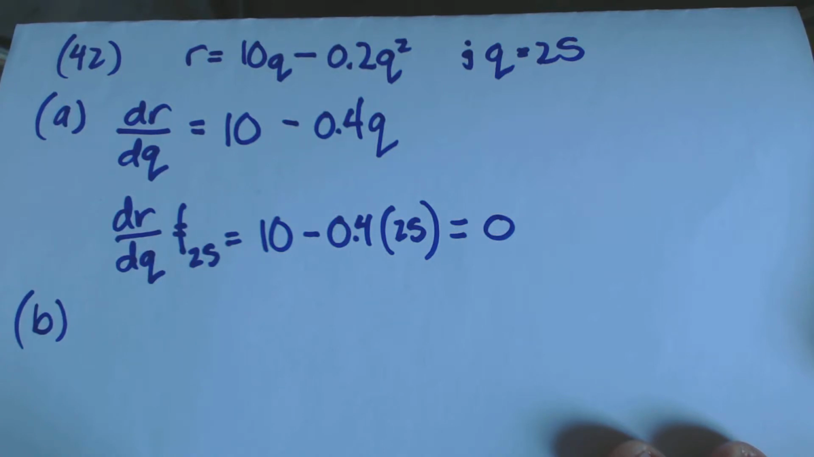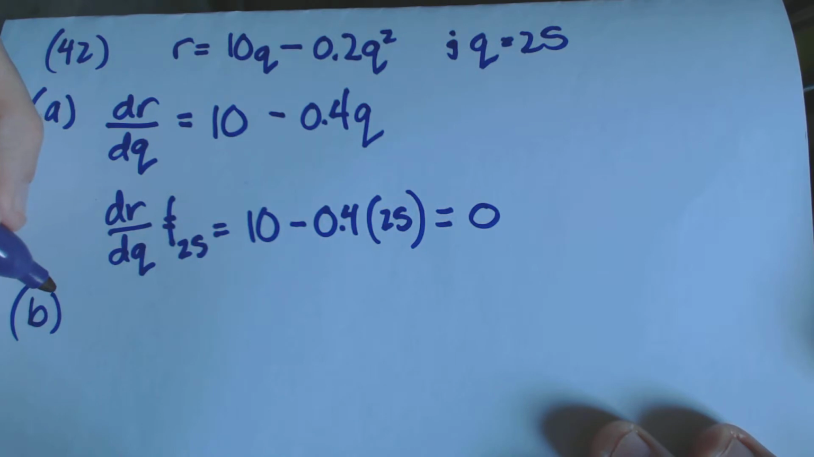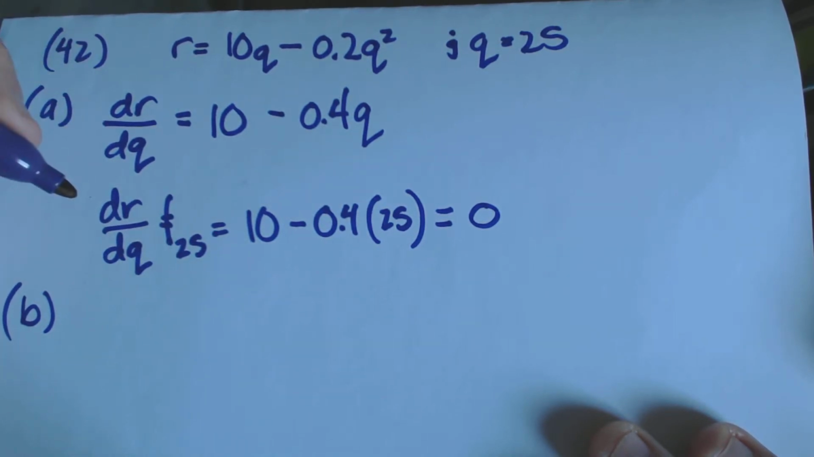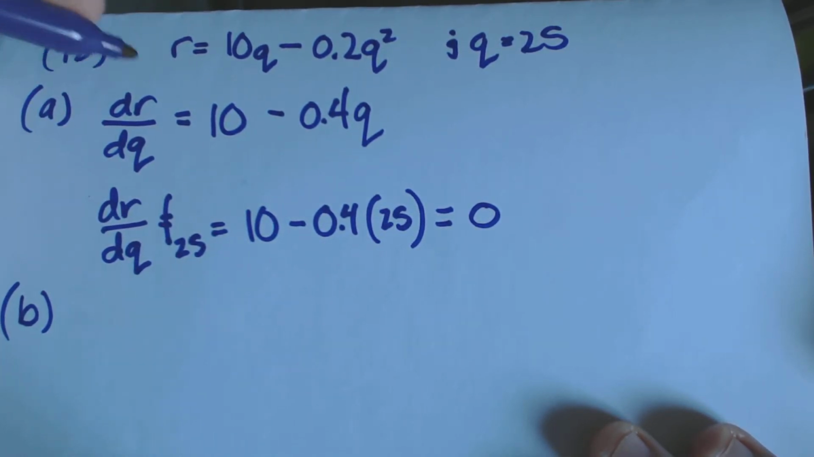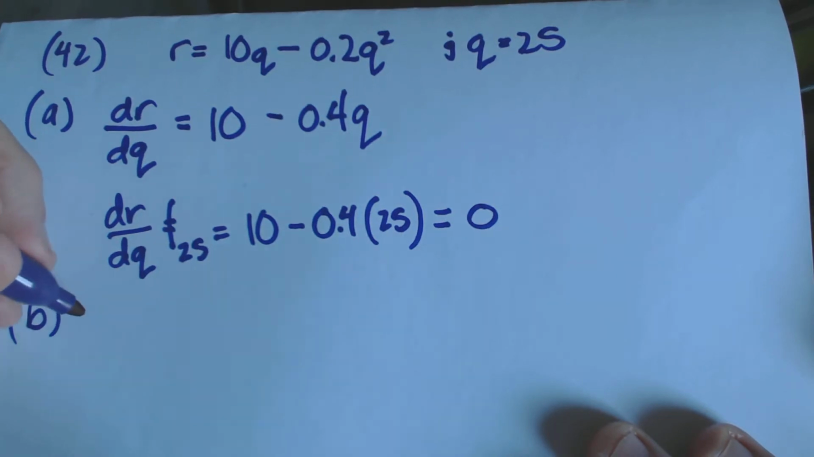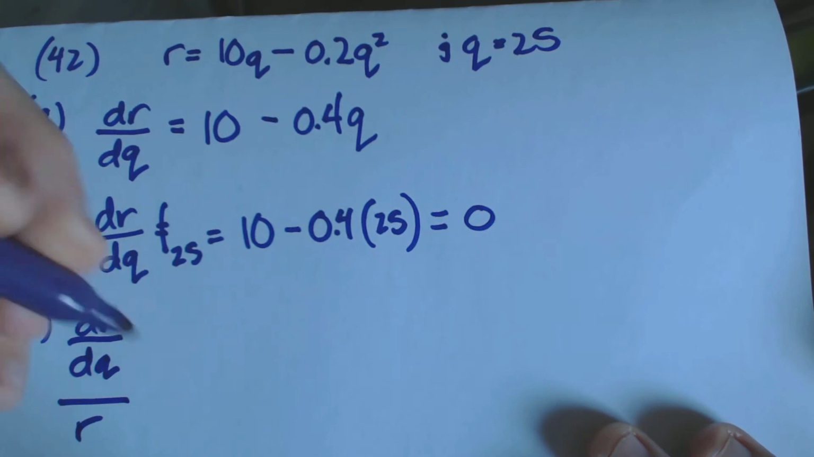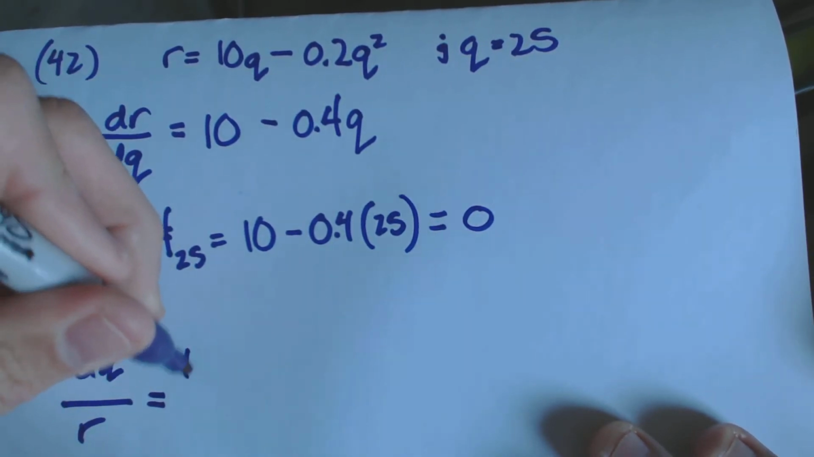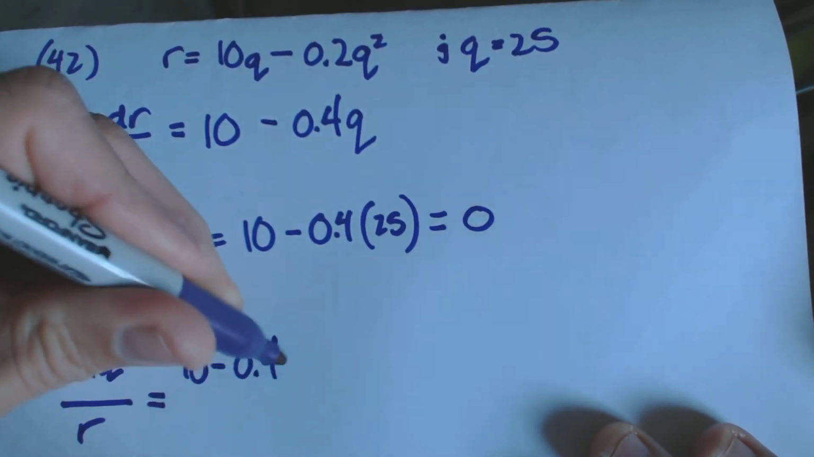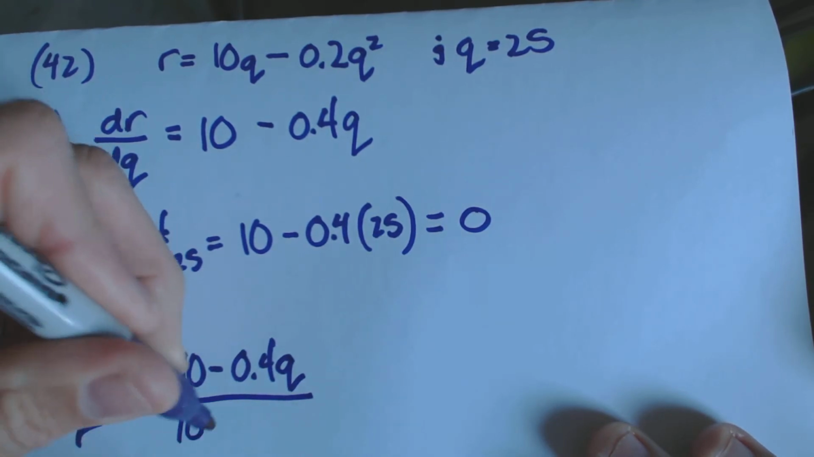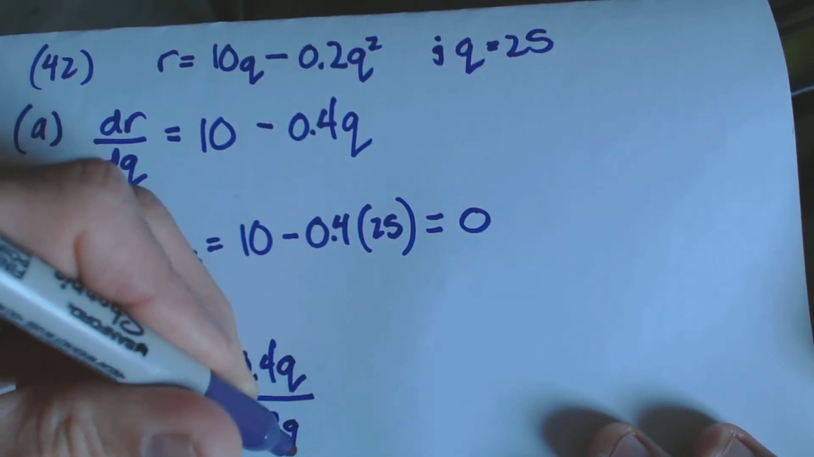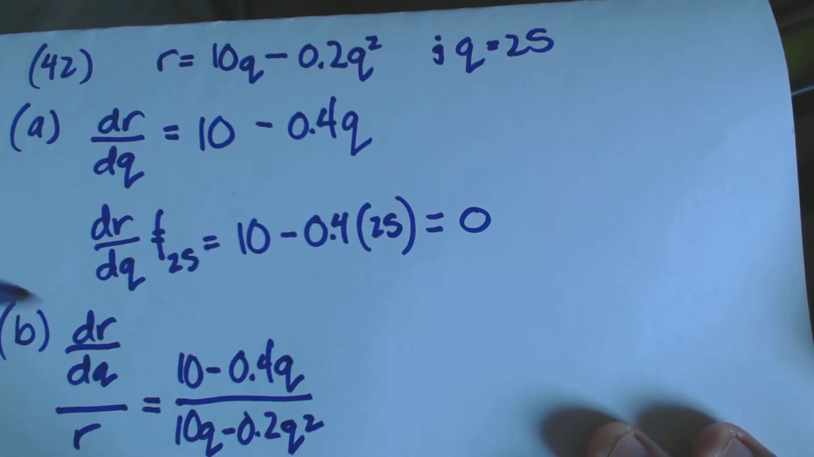Alright, B. Find the relative rate of change of R. So the relative rate of change of R is the derivative divided by the original function. So dR/dQ divided by R, that's going to equal 10 minus 0.4Q over 10Q minus 0.2Q squared. That's the relative rate of change.